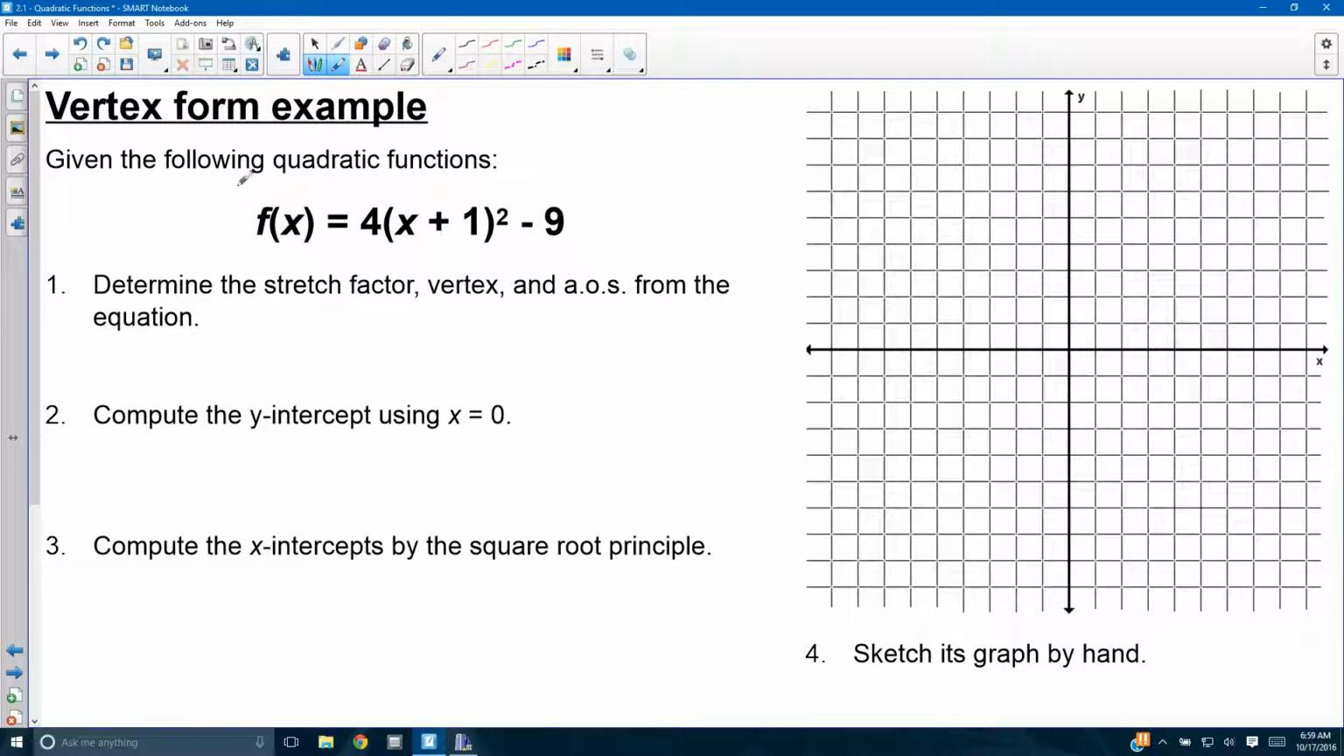Okay, let's go ahead and take the following quadratic function, determine the stretch factor, vertex, and axis of symmetry. Of course, that stretch factor is 4. Okay, super tall.